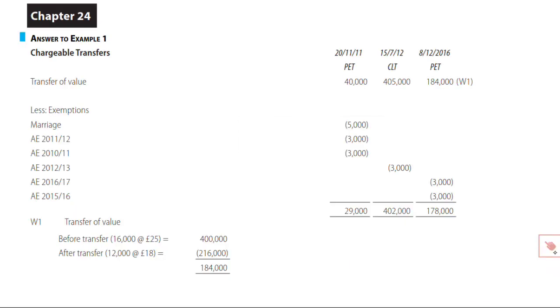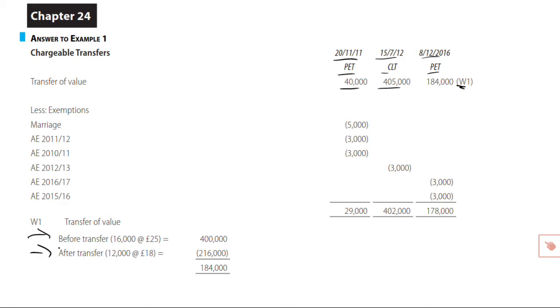Okay, well, I hope that you are looking at a working somewhat similar to the one that you can now see on the screen in front of you. The first computation, where necessary, but otherwise a copy down from the figure given in the question, is the transfer of value. That was given for the first PET, November 11, 40,000, given for the July 12 CLT, 405, but for the December 16 PET, we had to work it out.